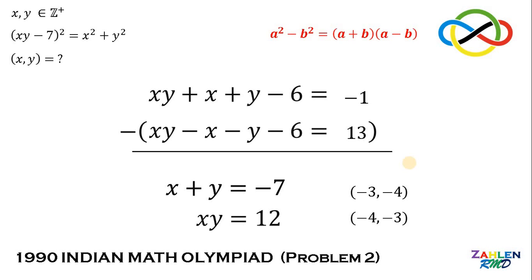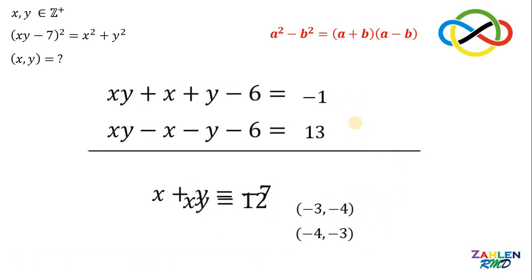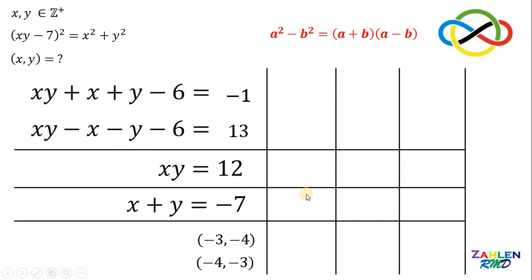So what we're going to do is to do all cases until we get positive integers x and y. So let's do that. Let's make a table and summarize our result. Now this table says that if the first equation equals negative 1 and the second equation equals 13, then if we add these two equations, we get the value of x times y must be 12. And if we subtract these two equations, we get the value of x plus y must be negative 7.